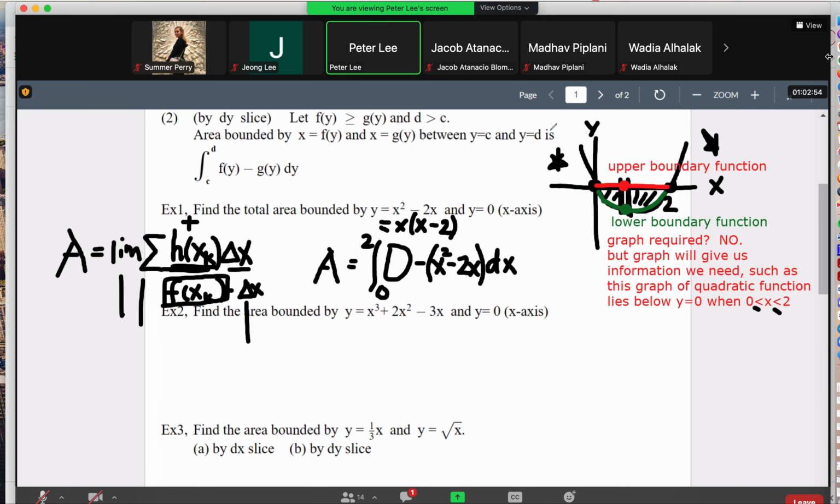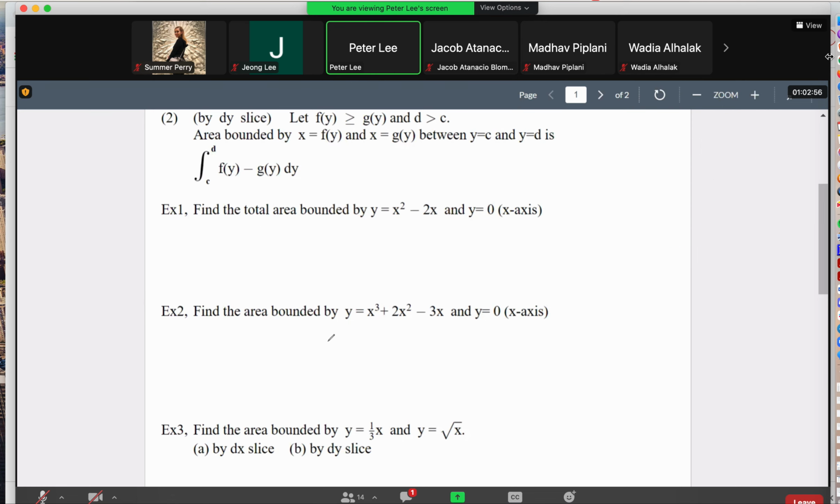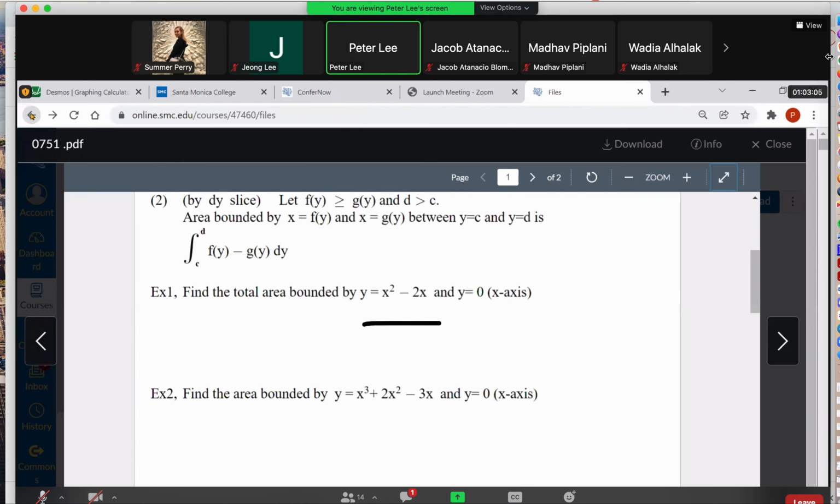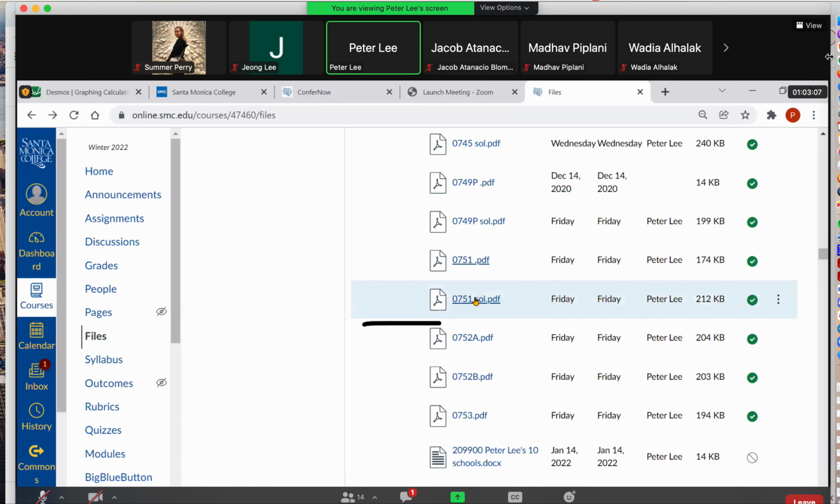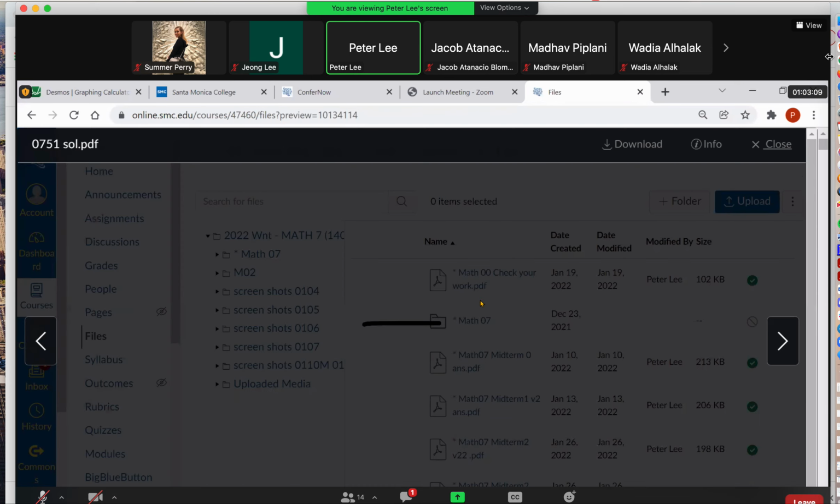So let me save this. Let me clear this. Okay, now example 2, now we get to this. Example 3, now let me change my gear. Let me change to my other file, which has solutions. So let me open up the 5.1 solution file.